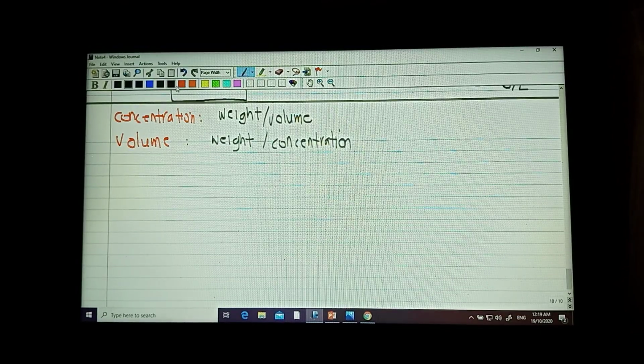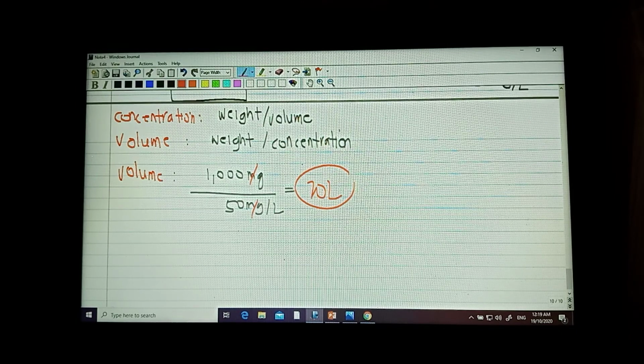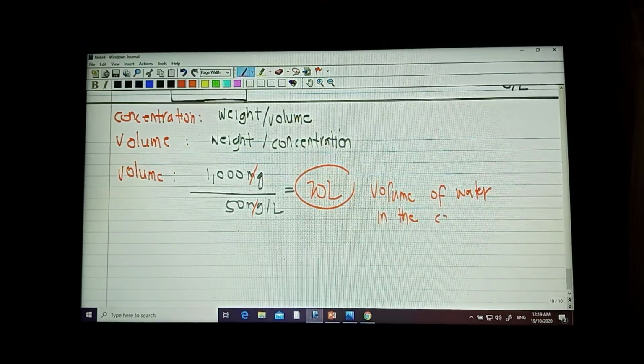So, let's compute. Let's put it in the equation. Volume is equal to 1000 milligram divided by 50 milligram per liter. Okay, so we have 20 liters. So your 20 liters is the volume of what? Volume of water in the container.